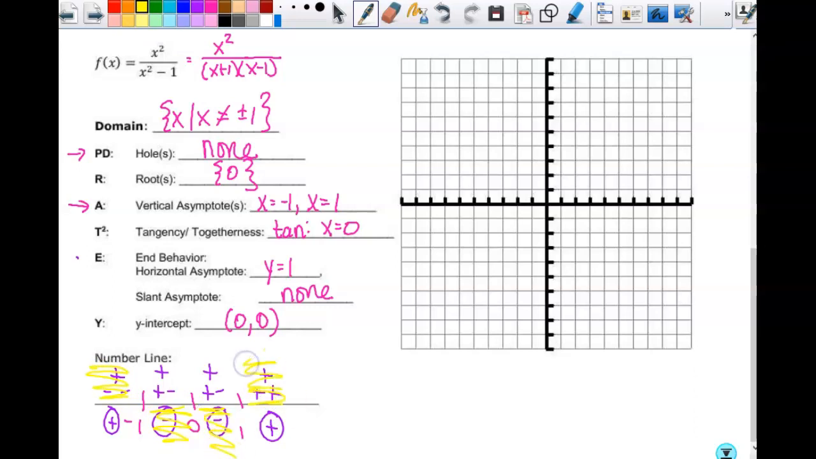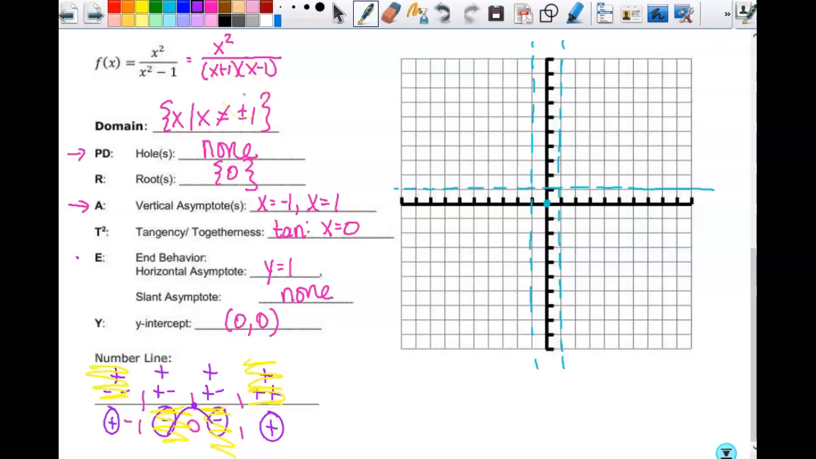And remember, this shows me here, this is where my bounce is, right? This is not an asymptote, so it's not a togetherness thing. It's where your graph's going to come up and look something like that. Alrighty. So on our graph, let's see what we can put on here. We can put a root at 0. We can put a vertical asymptote at -1 and at 1, and a horizontal asymptote at y equals 1. And your y-intercept at 0, 0. Okay.